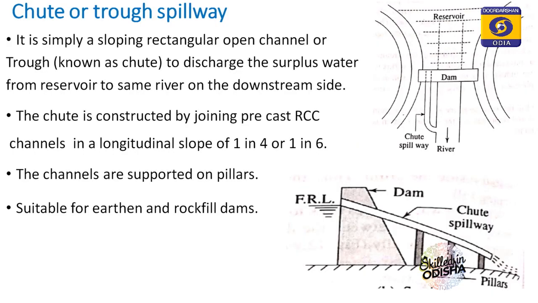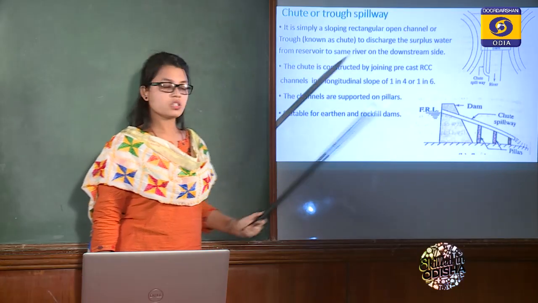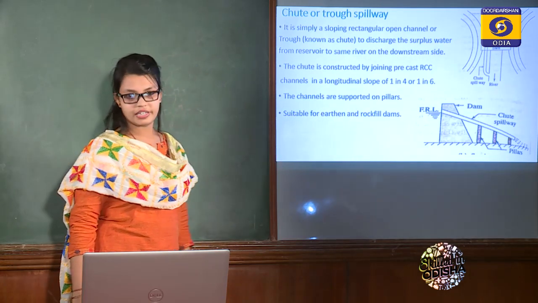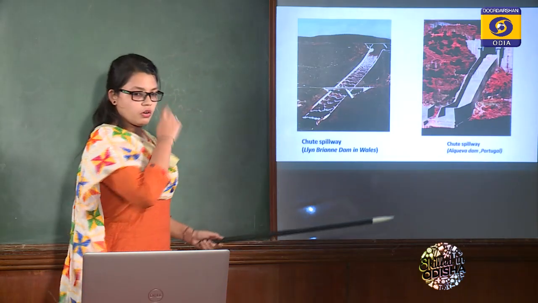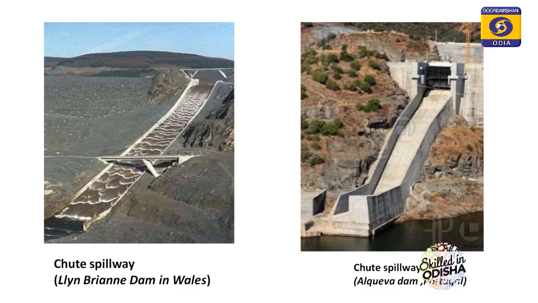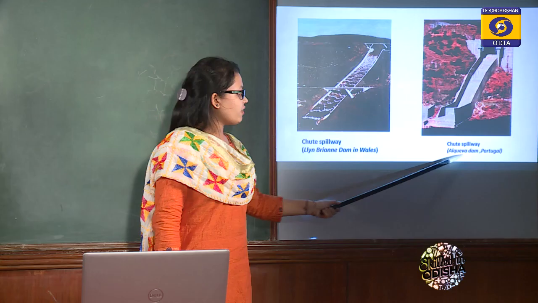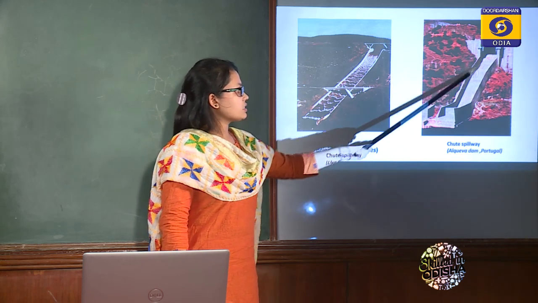Then it is suitable for earthen and rock-filled dams, because we need not construct this within the body of the dam. Non-rigid dams are less stable, so we cannot construct spillways inside them. We can construct it away from the body of the dam also. So it is suitable for earthen and rock-filled dams. This is a picture of the chute spillway of Llyn Brianne Dam in Wales. It is another picture, the chute spillway of Alqueva Dam in Portugal. Okay, just like a slide.